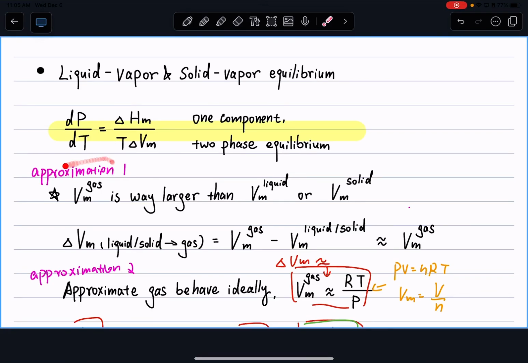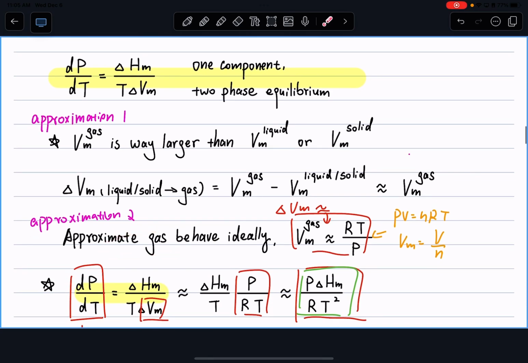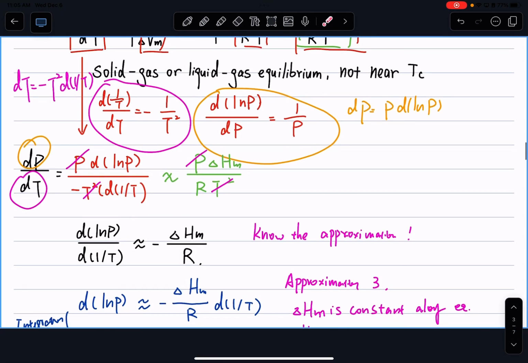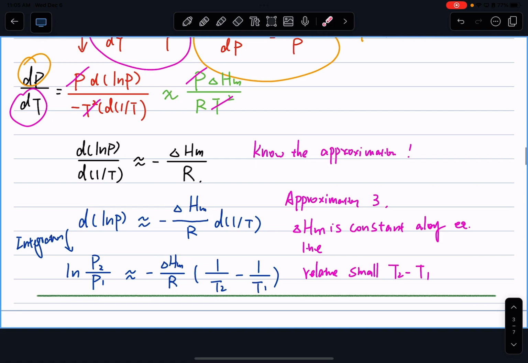We're making is, first of all, we're seeing the volume of the gas is way larger than the volume of the liquid or solid. So the change of volume is basically the change of your gas volume. Then we assume all gases behave ideally, so we can use our ideal gas law. And then we make the assumption that delta H has remained constant along the equilibrium line. So that's why we can take the delta H outside from the integral to get to this final expression.